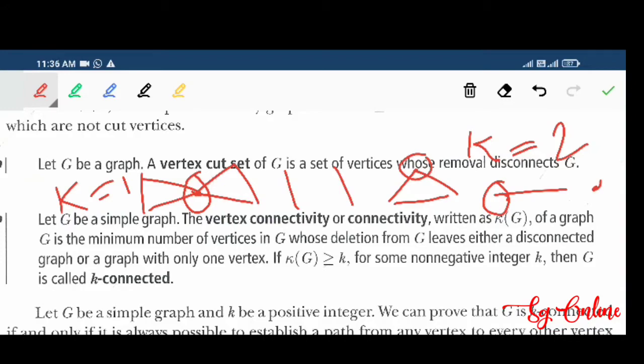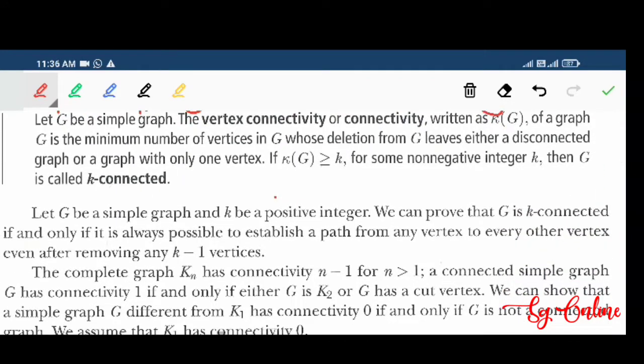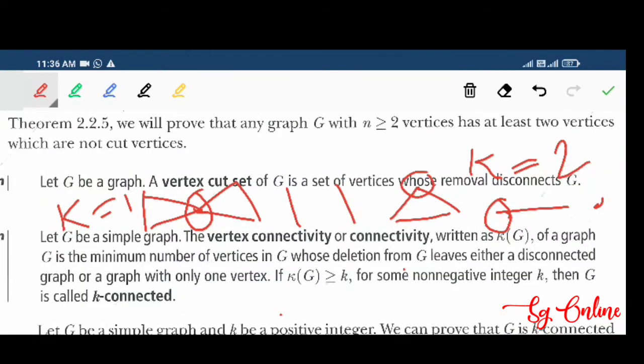In either case, for any k which is less than or equal to kappa G, we say the graph is k connected. That is, this graph is 1 connected, and this graph is 1 connected and also 2 connected. The left hand side graph is only 1 connected, it is not 2 connected, but the right hand side graph is 1 connected and also 2 connected. So for any number less than or equal to kappa G, if the number is k, then we can say the graph is k connected, and the maximum of this k gives you the connectivity of the graph.